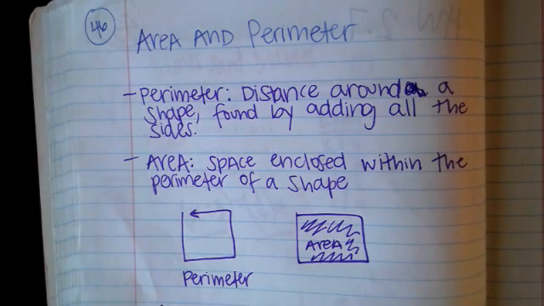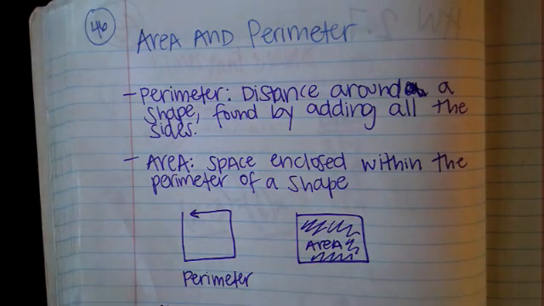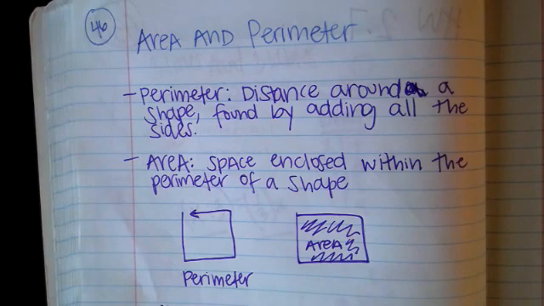Hey everybody, so in this video we are going to go over some basic definitions for geometry. So the first two things we're going to learn and talk about is how we find the area and perimeter of different shapes. So the first thing is we need to remind ourselves, and hopefully this is a review, of what area and perimeter are.